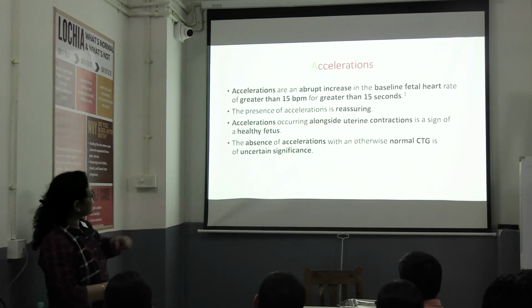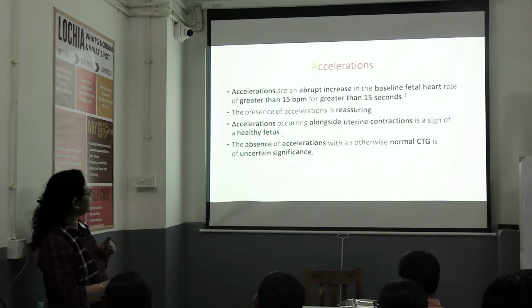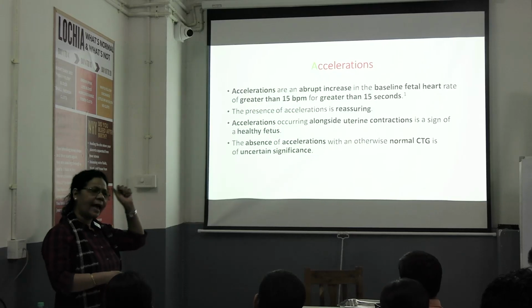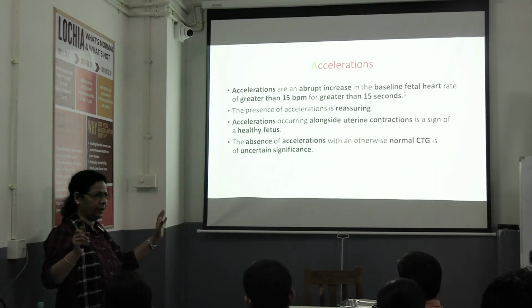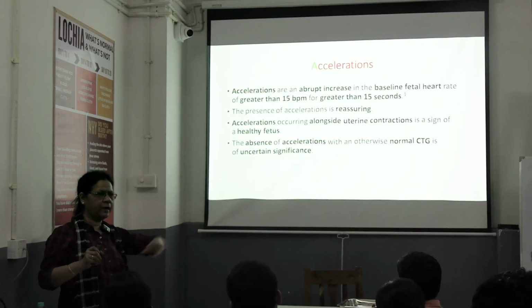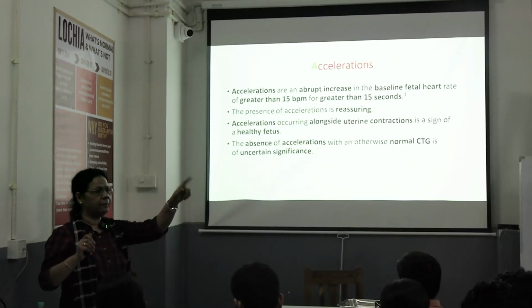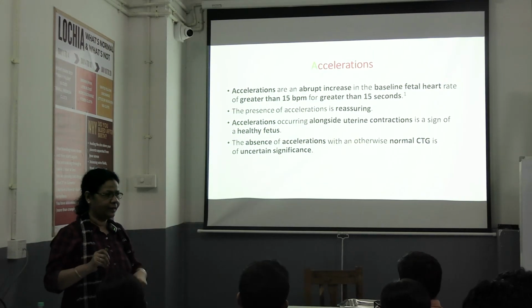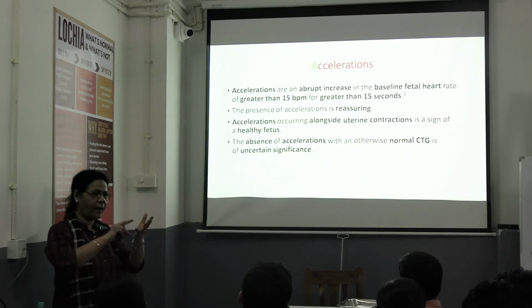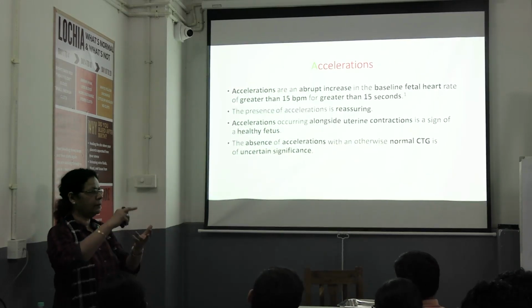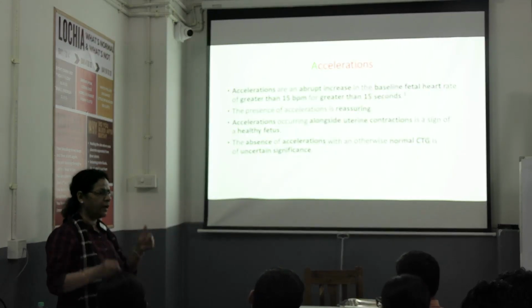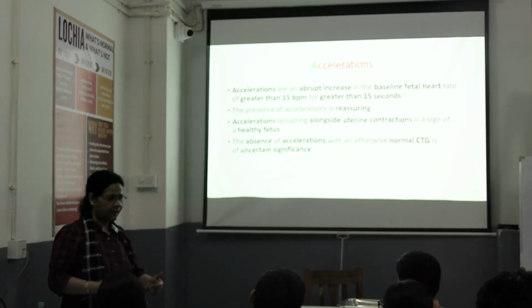The absence of accelerations with an otherwise normal CTG is of uncertain significance. If you get an acceleration, we are very happy. Baseline heart rate fine, you get two or more accelerations, you are absolutely happy. And there is baseline variability. So these are the things: normal heart rate, acceleration, baseline variability, very happy. Now you get a deceleration.